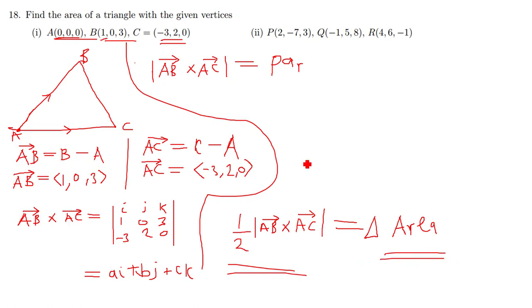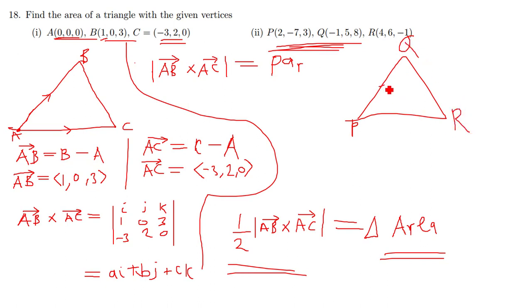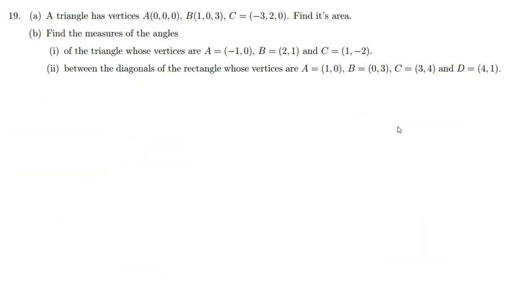So what I've explained on this first part is what you need to do on this other part. You just hold one point. Maybe you say you have P, Q, and R. So you say you are going to find PQ, you also find PR. Alright, so this is basically what you do. Let's quickly move on to the last question.